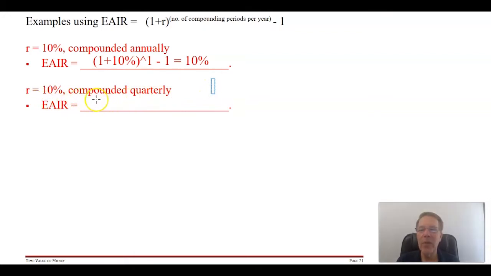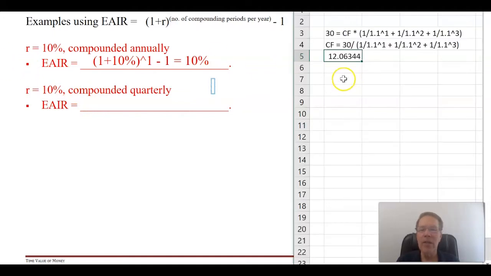Okay, so now how about 10% compounded quarterly? Let's bring our Excel back in for this. So the EAIR is equal to 1 plus 10%. Now it's compounded quarterly, so that means there are 4 compounding periods in a year, and that's going to be minus 1. Okay, and let's just compute that in Excel. All right, and that's 0.4641, commonly known as 46.4%. So that's pretty amazing.